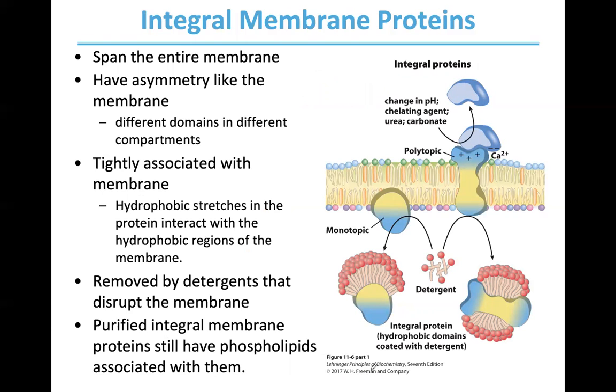All right, so integral membrane proteins. We had a picture of these, right? You can remove these through the action of a detergent. They can be polytopic, monotopic, and obviously they have an asymmetry. Whatever you have on this side is different from what you have on that side, right? That makes sense.